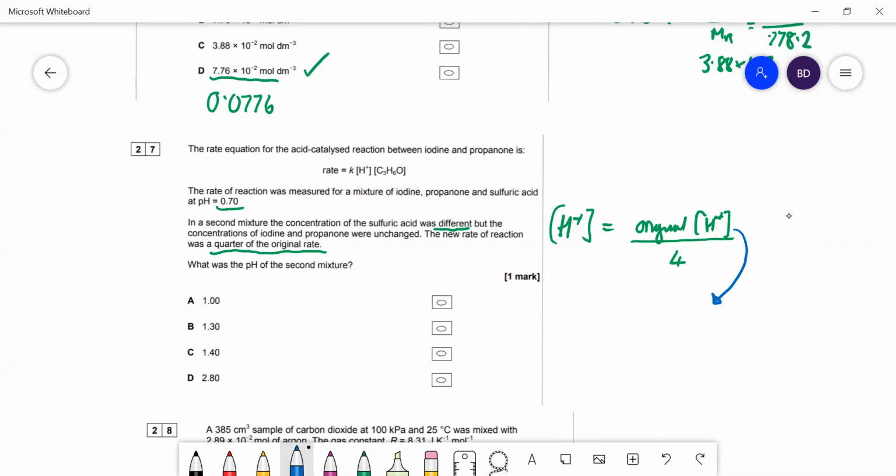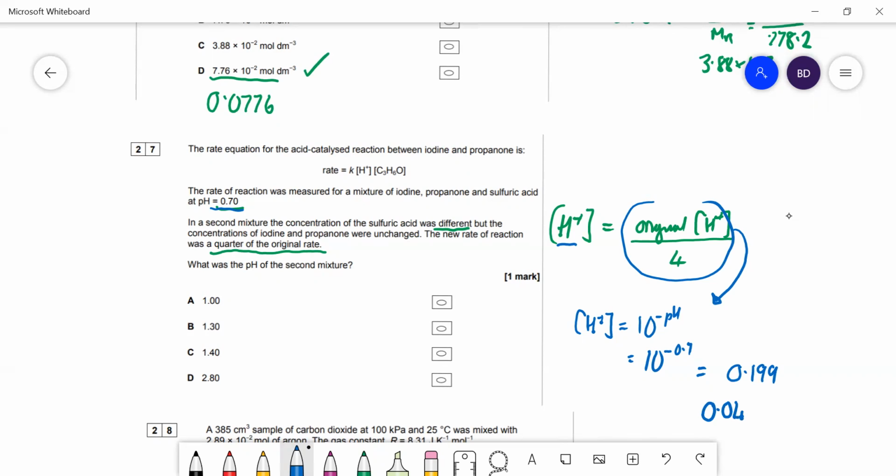The pH is 0.7. So hydrogen ion concentration is equal to 10 to the power of minus pH, which is equal to 10 to the power of minus 0.7. And that is 0.199, nearly 0.2. So we've got to divide that by 4 because the new hydrogen ion concentration is the original divided by 4. That's 0.049, the new hydrogen ion concentration.